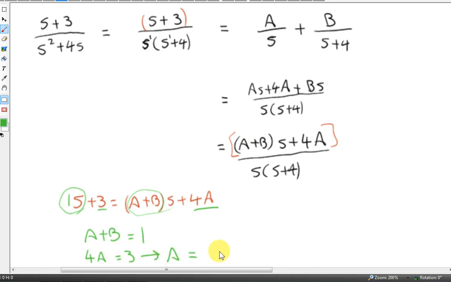So we see that a equals 3/4. So that means that b must equal 1/4. 3/4 plus 1/4 is 1.